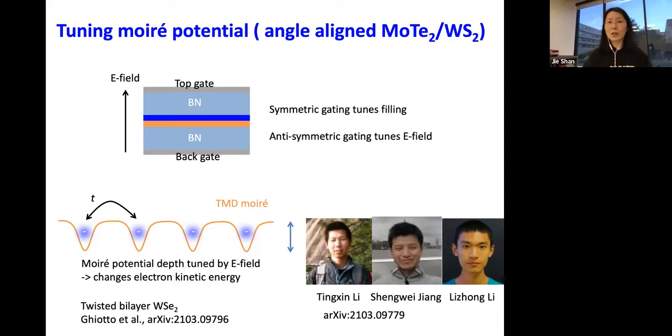So this is a pair of molybdenum telluride and tungsten selenide. There's a typo, it should be WSe2. The lattice mismatch in this case is bigger, about 7%, so the moiré period is smaller. And that helps with the context because filling factor one means we have higher charge density.